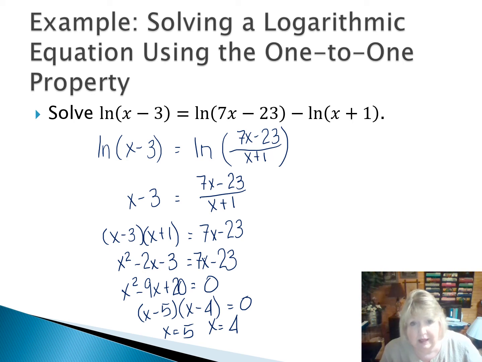So I say 5 minus 3 is 2. He's good there. 7 times 5 is 35 minus 23. Well, that's going to be positive, so he's good there. And 5 plus 1 is 6. He's good there also. Check my 4. 4 minus 3 is positive. 28 minus 23 is still positive. And 4 plus 1 is still positive.